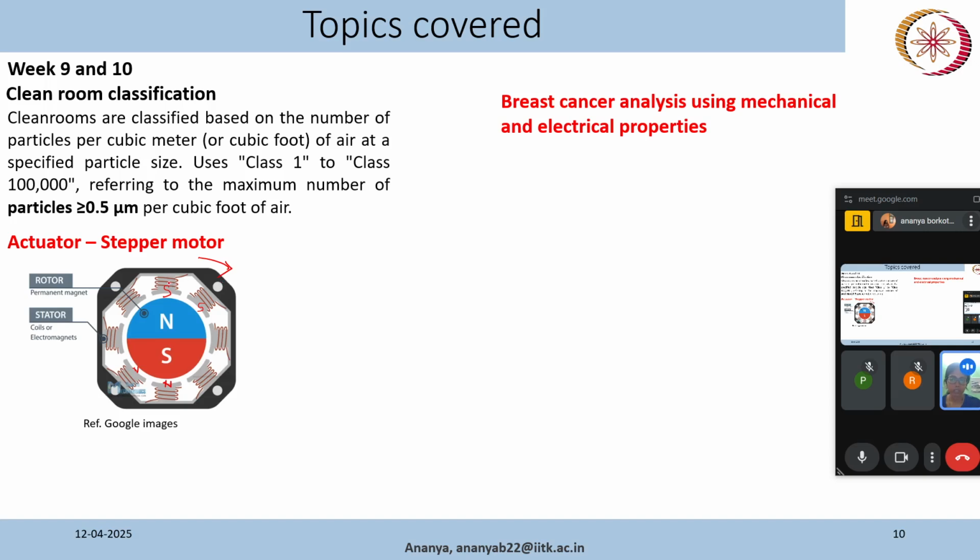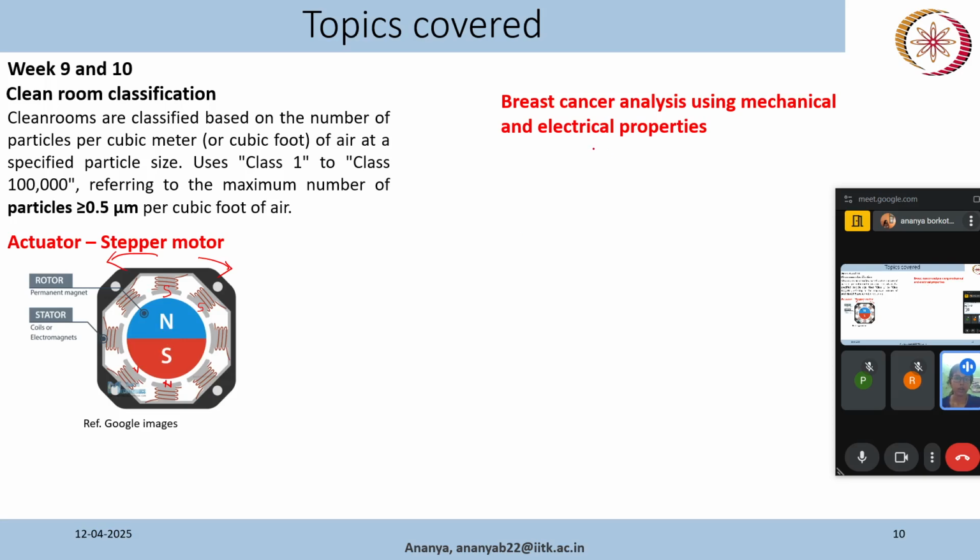So this will move in this direction. Alternatively, if we apply current to this coil, then the permanent magnet will move in this direction, and that's how we can achieve the rotation. Okay, so we learned about that. We learned about the step size. I hope you remember the formula for how we can calculate the step size.